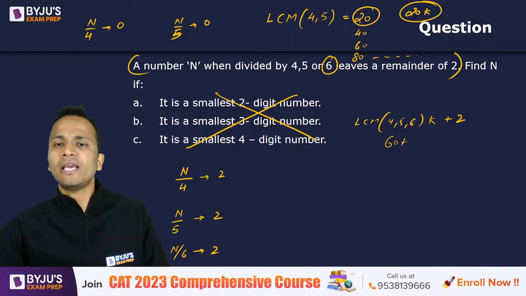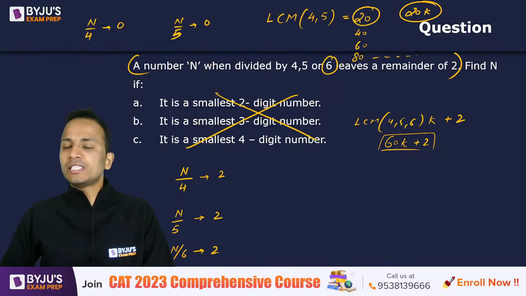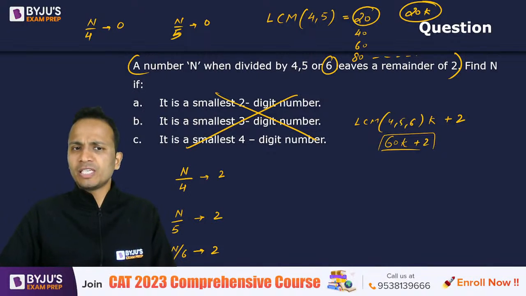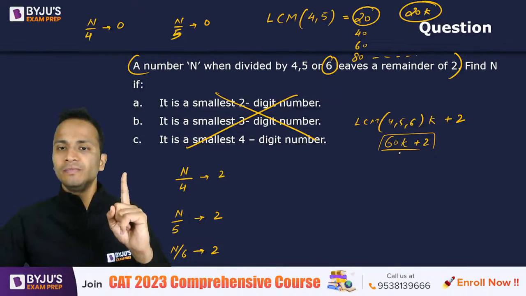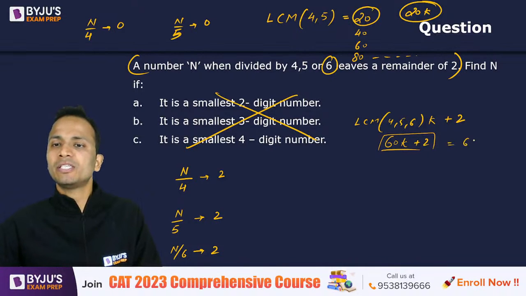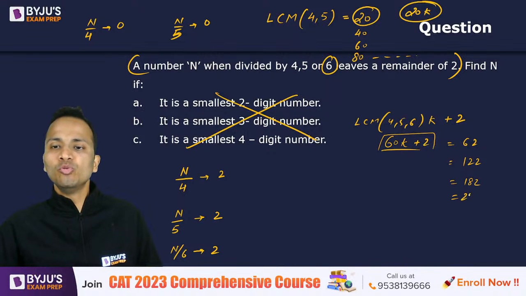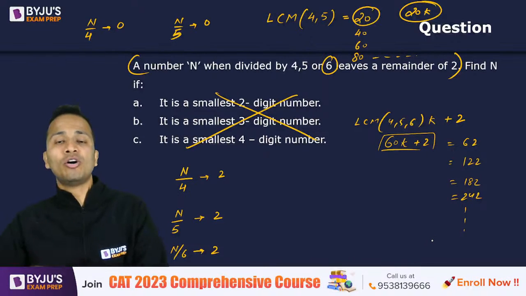So 60k plus 2 will be the general form of this number. Now, depending upon the value of k, you will keep obtaining the number. For example, if I put k as 1, 60 multiplied by 1 plus 2, the number will be 62. If I put k as 2, the number will be 122, then 182, then 242, and so on. You will keep on obtaining different numbers of this type.